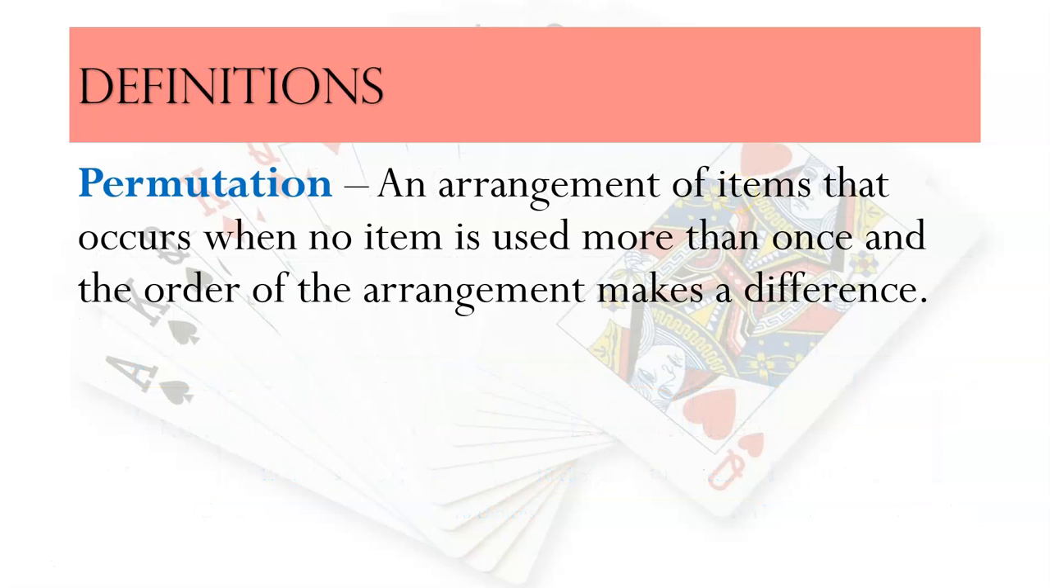For this next topic, it's a little bit of a different concept. A permutation is an arrangement of items when the order makes a difference to you. You don't use any of the items more than once, and the order matters. There's two different ways we calculate permutations.